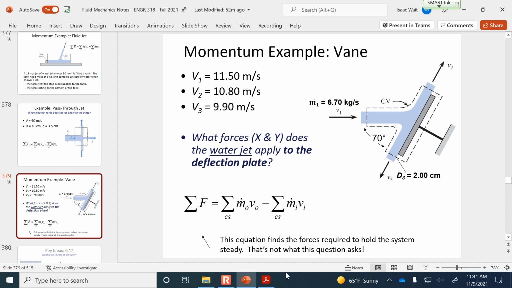I'll write a few things on the board, a suggestion of a few things you need to calculate in order to substitute it into the momentum equation.